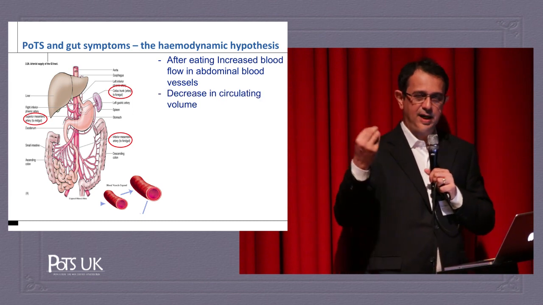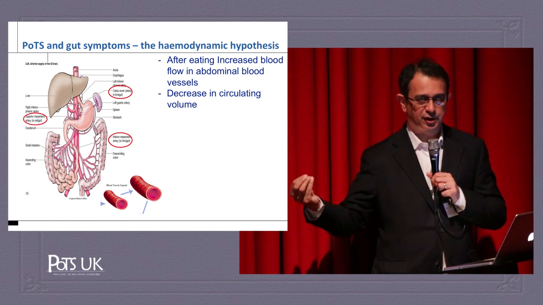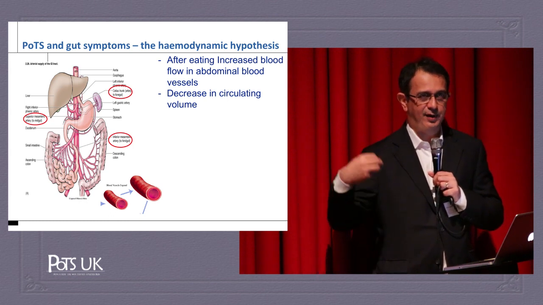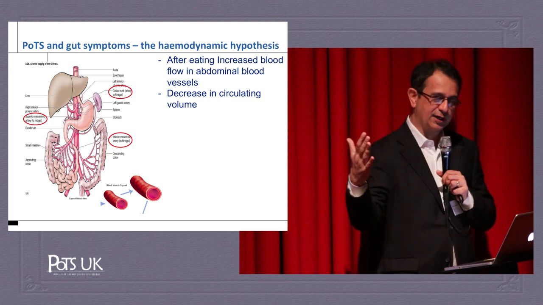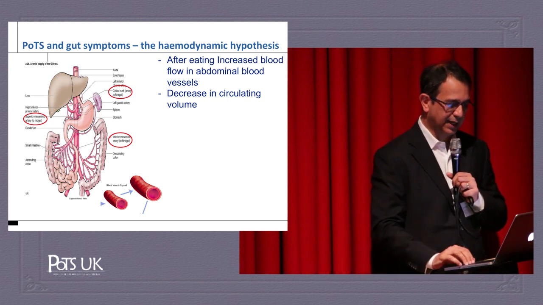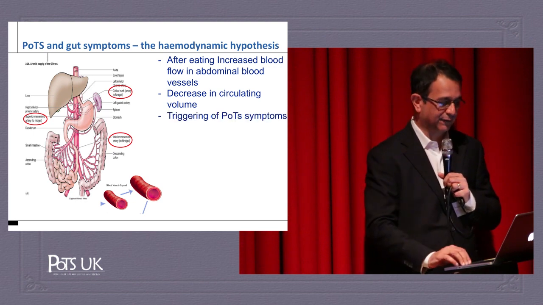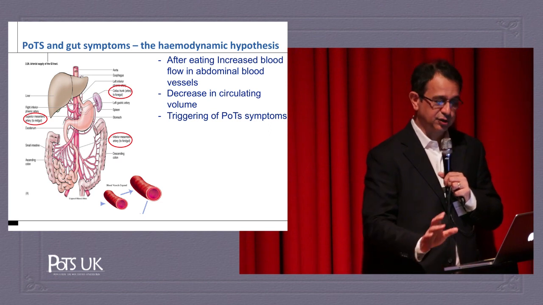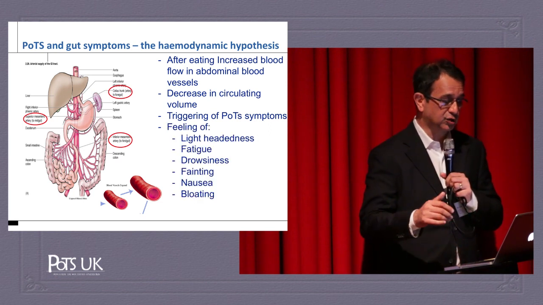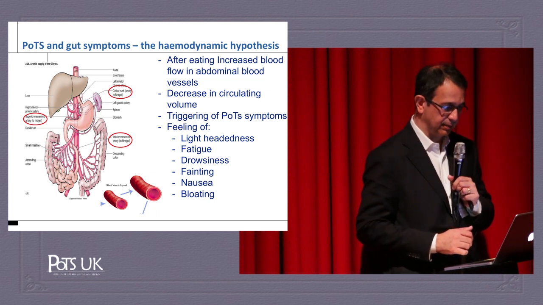I think that in a subject in whom there is already compromised peripheral circulation, such as in POTS, they have peripheral venous pooling, they have low blood pressure, loss of that circulating volume into the abdominal cavity will produce further hemodynamic effects and consequences. And that may well be enough just to trigger symptoms in a severe patient of feeling lightheaded, fatigue, drowsiness, nausea, and bloating.